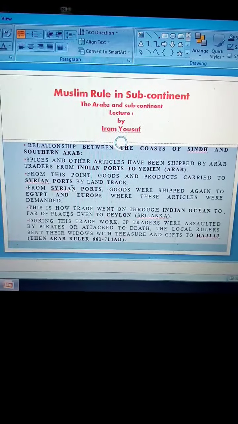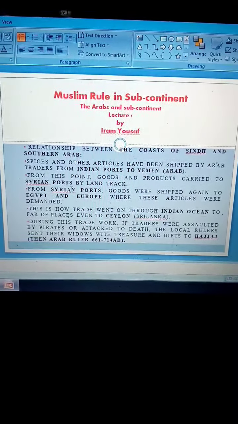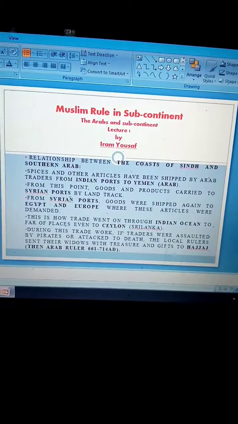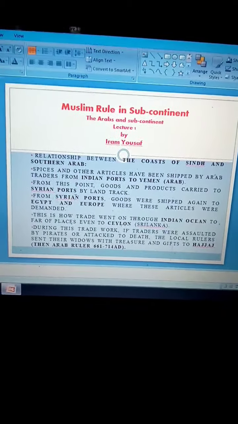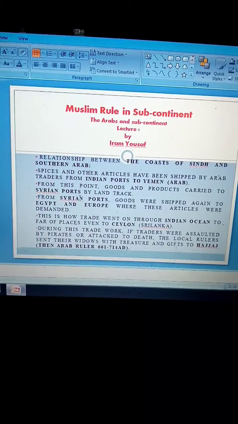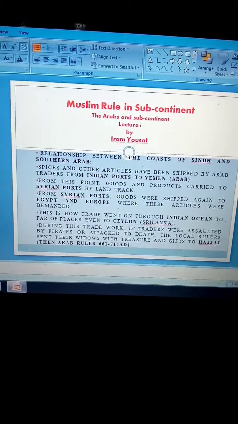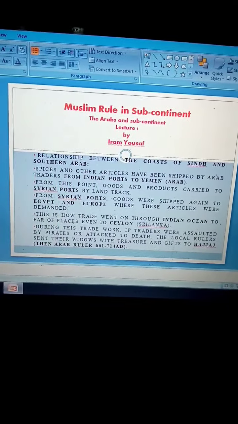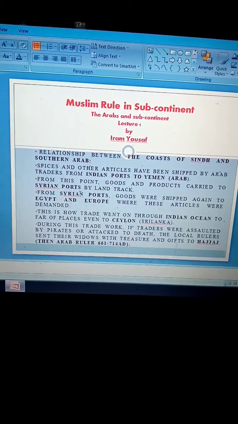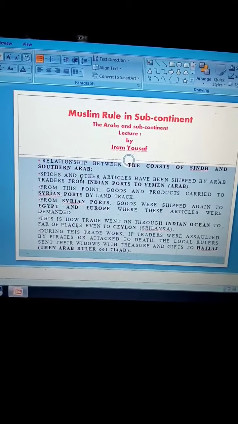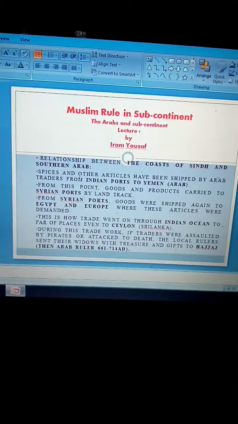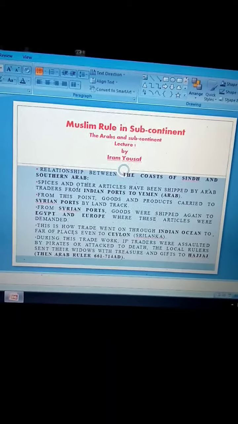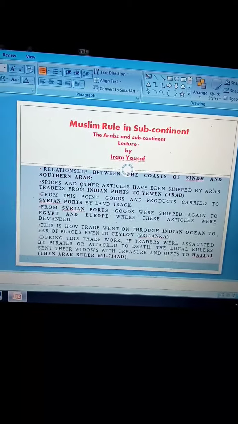Because of the territorial proximity, the coast of Sindh was nearest to the southern Arab. So a relationship and trade ties developed between the two. Arab traders, who used to trade from different neighboring territories, started shipping spices, articles and different raw products from the Indian ports of the subcontinent through the Indian Ocean to Yemen. This was the sea route, and through it all the raw material and resources were traded from the Indian ports to Yemen.